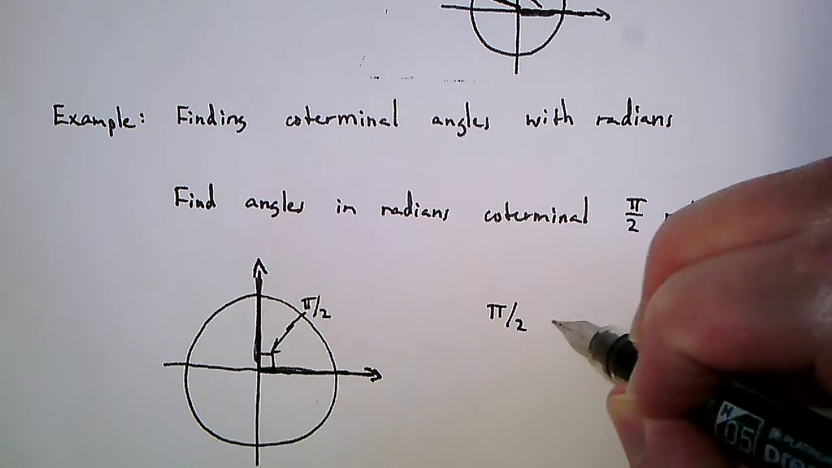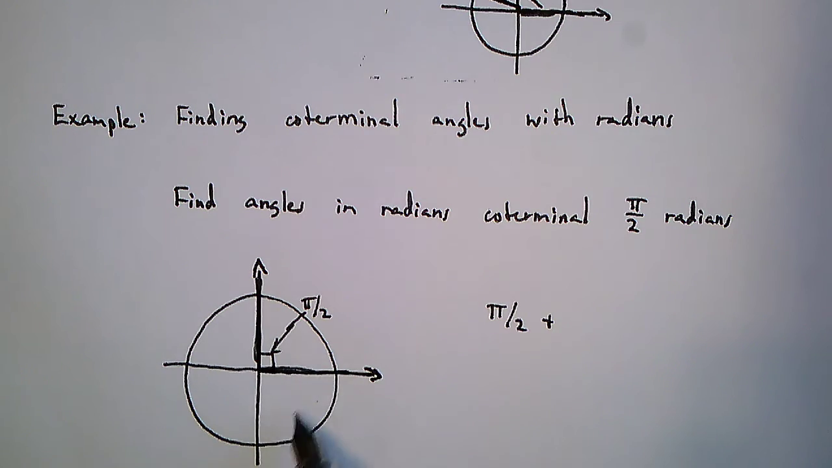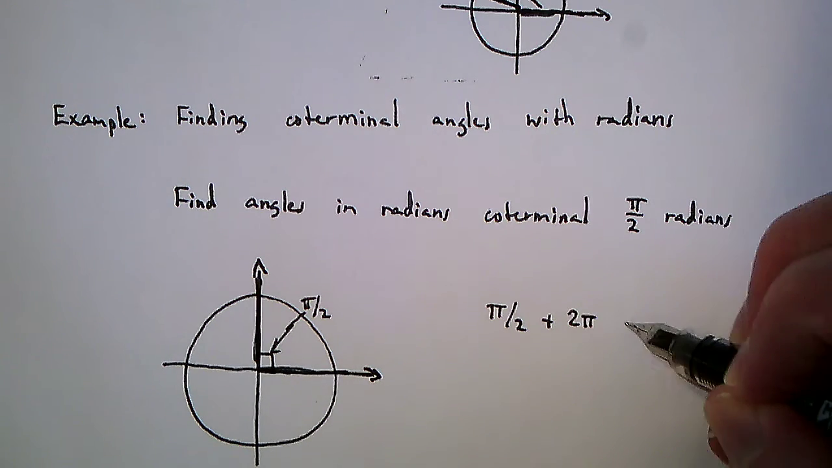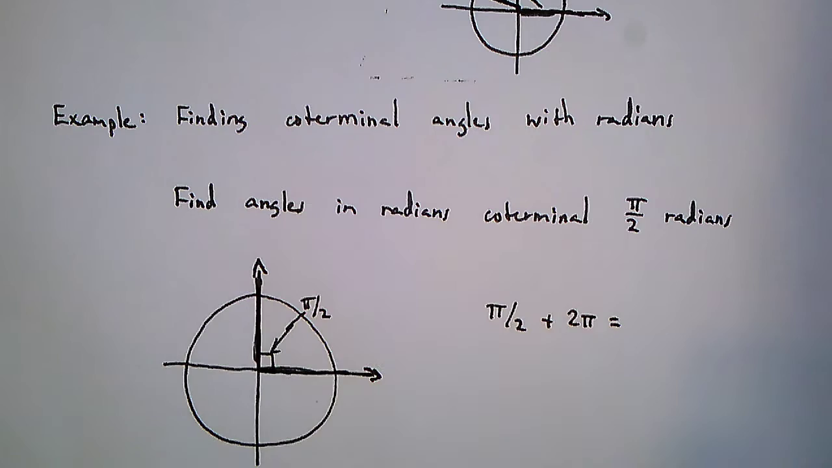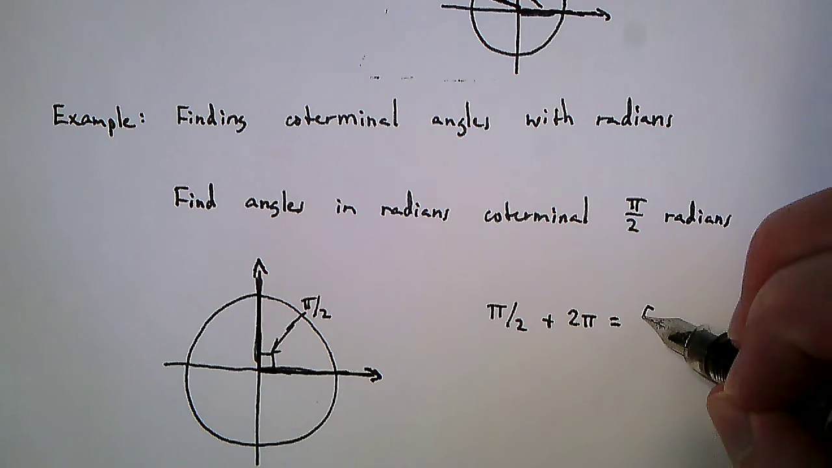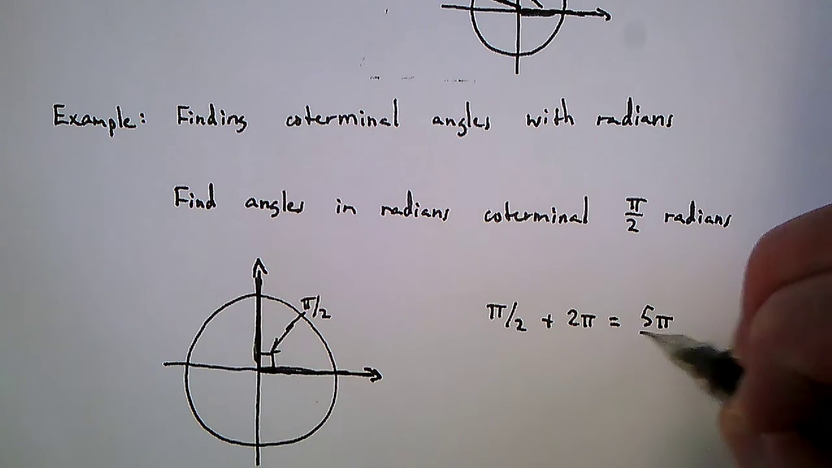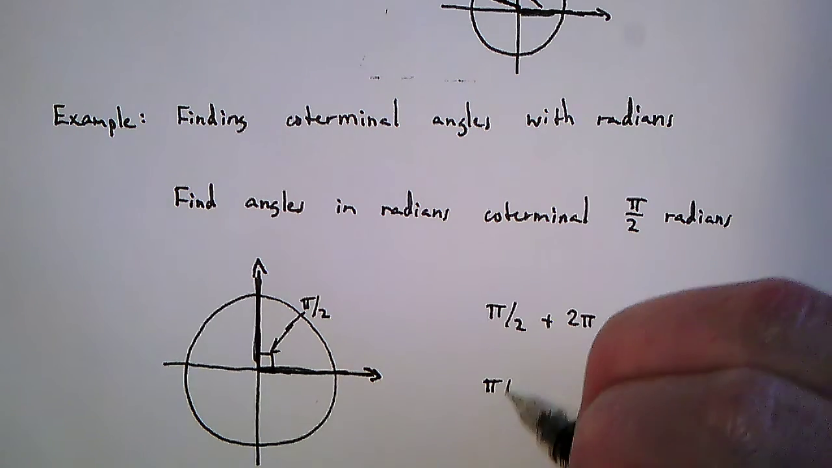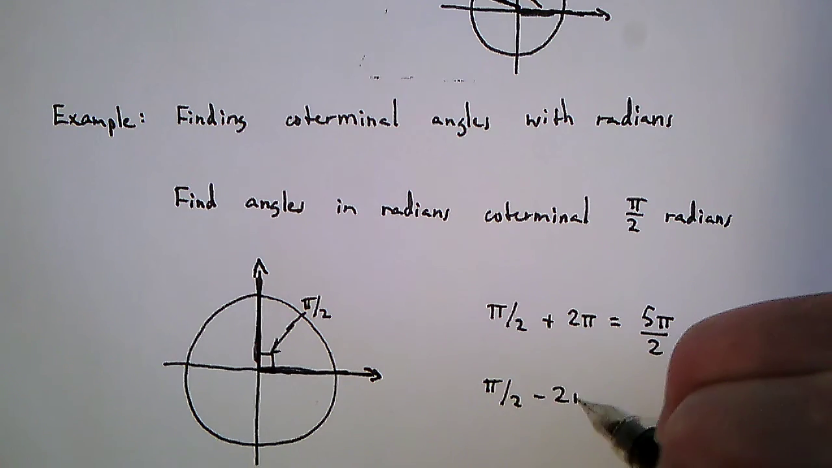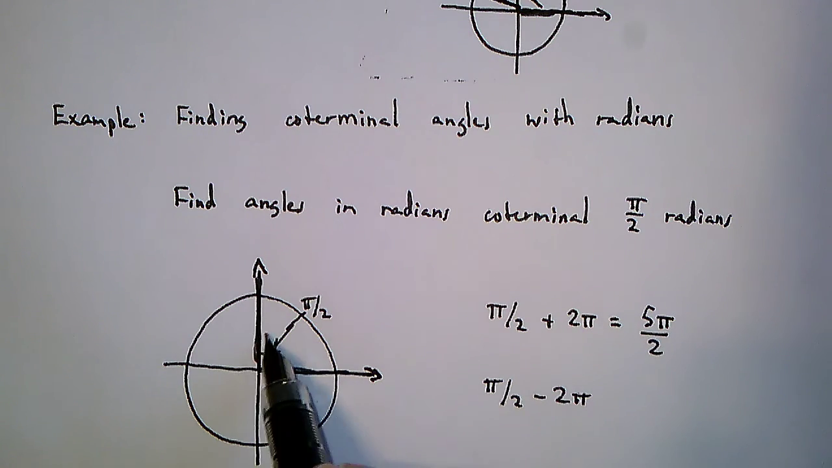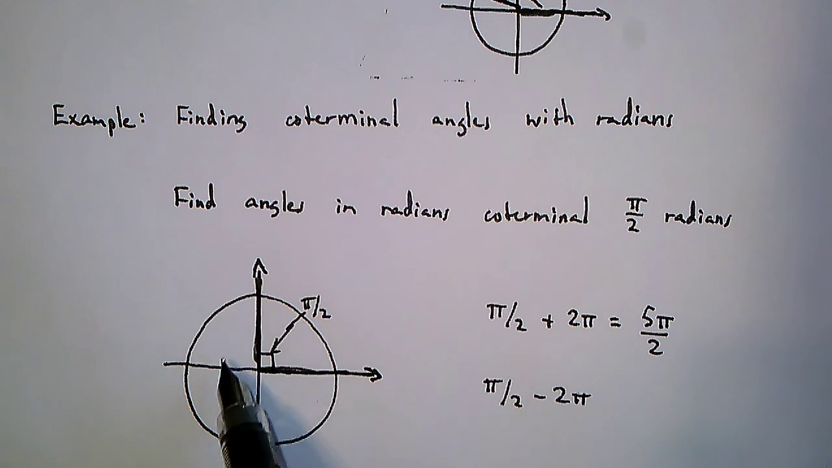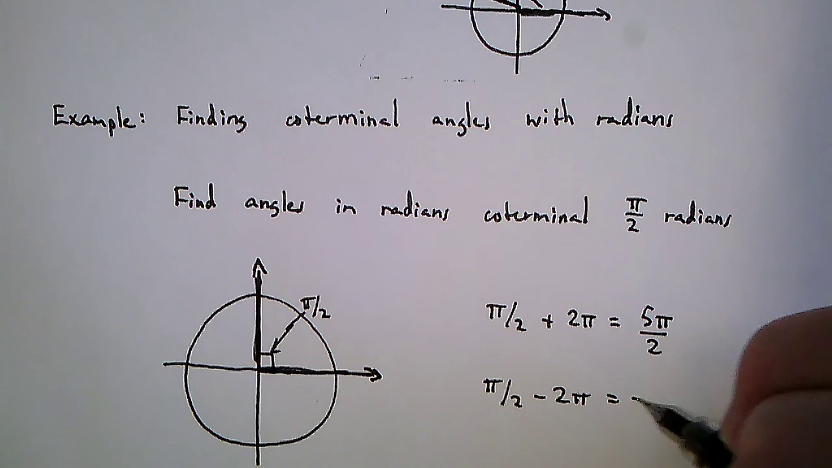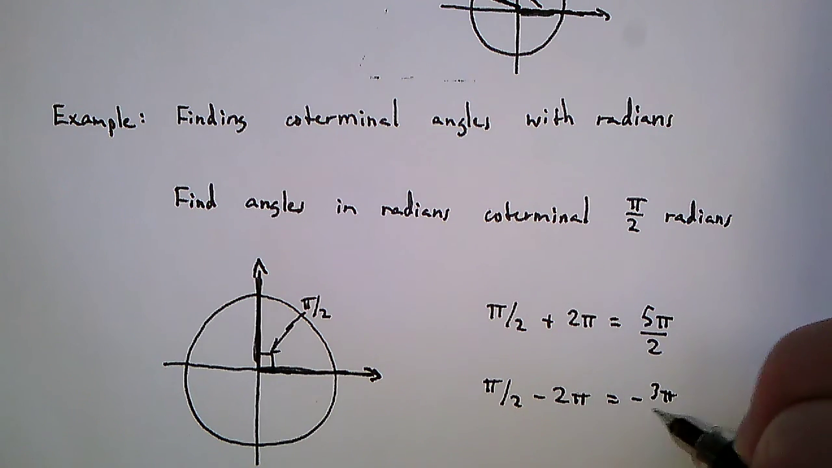So pi over 2 plus 2 pi, going all the way around the circle in the counterclockwise direction. This will give us 5 pi over 2, once you find a common denominator. And then we can also subtract 2 pi to go all the way around the circle in the opposite direction, clockwise. And this would be minus 3 pi over 2.